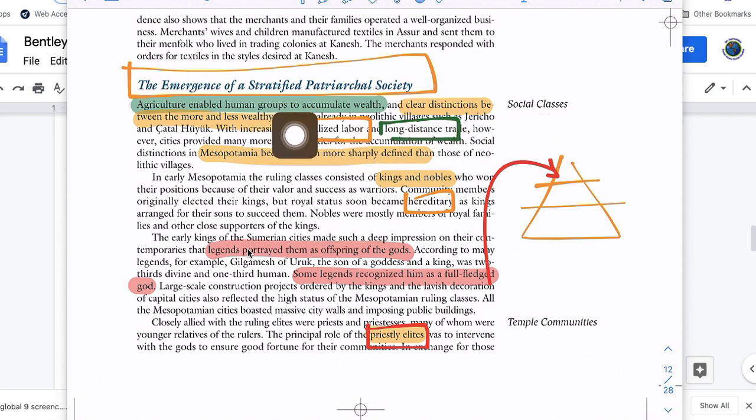But we see, as a continuation of this sentence, clear distinctions between the more and less wealthy people appeared. So now, in the side of the margin, I drew out my pyramid, famous for identifying social structures. We're going to see as we read more carefully, Mesopotamia is going to be much more sharply defined than previous Neolithic villages. We'll see the ruling classes of kings and nobles.